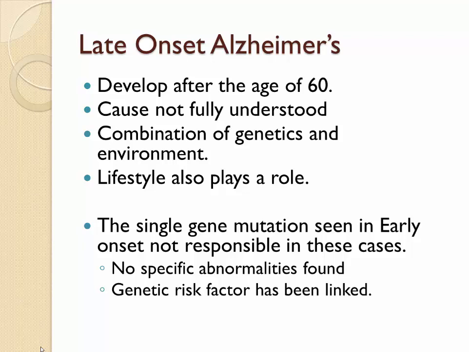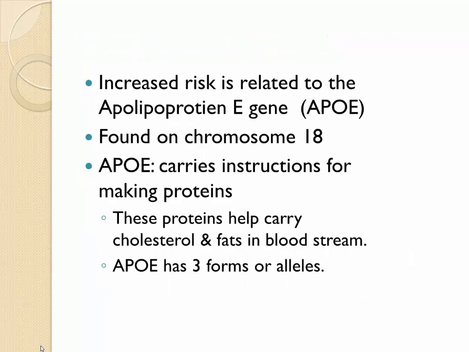As I talked about in early onset Alzheimer's, there is a single gene mutation, but for late onset Alzheimer's, they're not sure what's responsible for the cause. They've been unable to particularly locate a specific abnormality. They do know that there is a genetic risk linked to it, so you see it in families. They do believe the risk is related to the apolipoprotein E gene, and they know that that's found on chromosome 19. So what does this gene tell us?